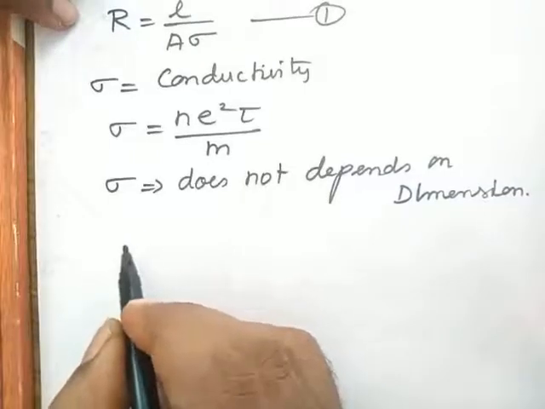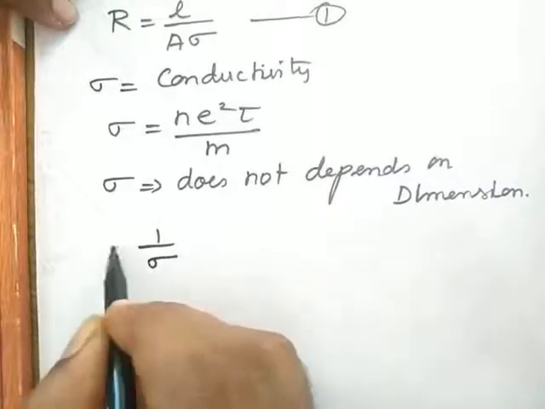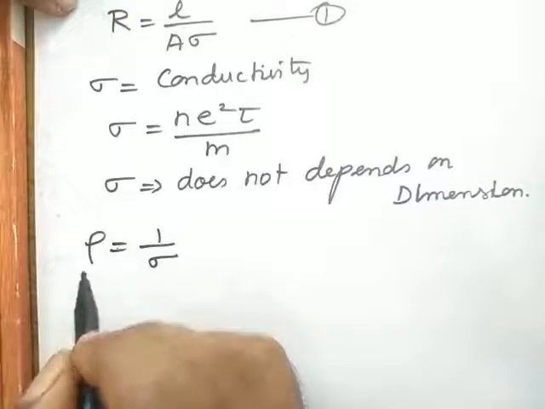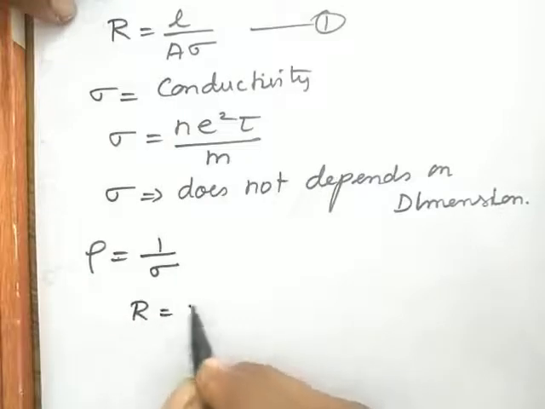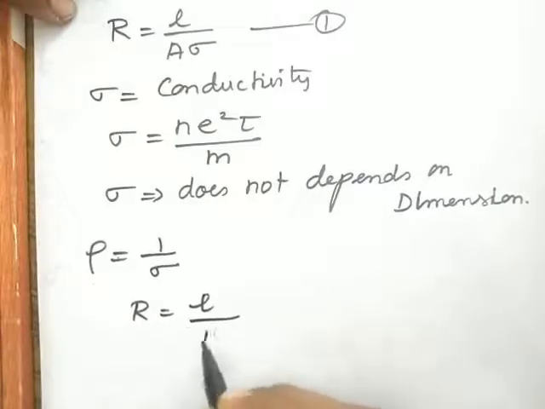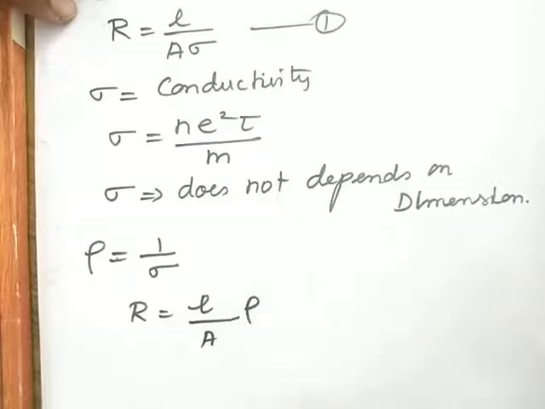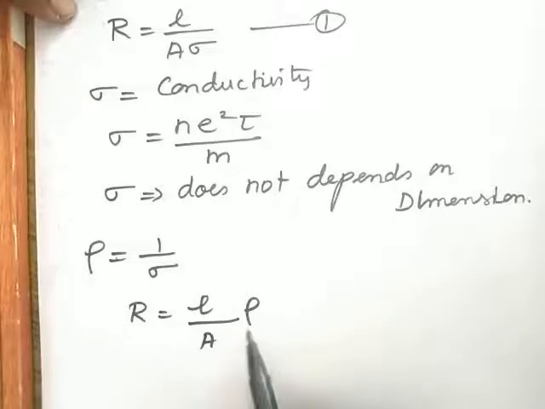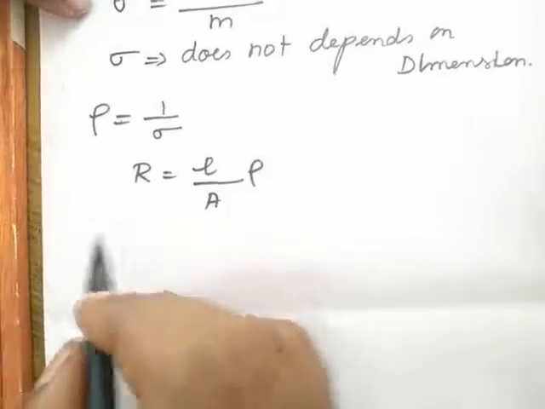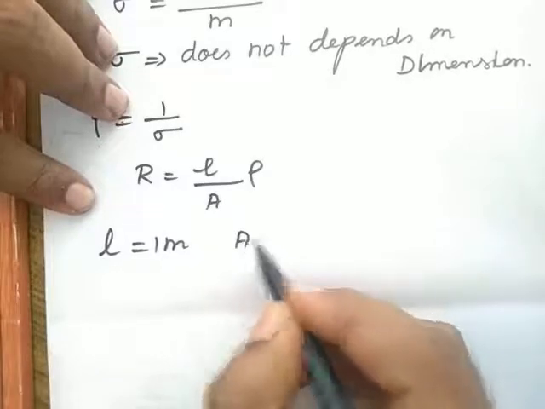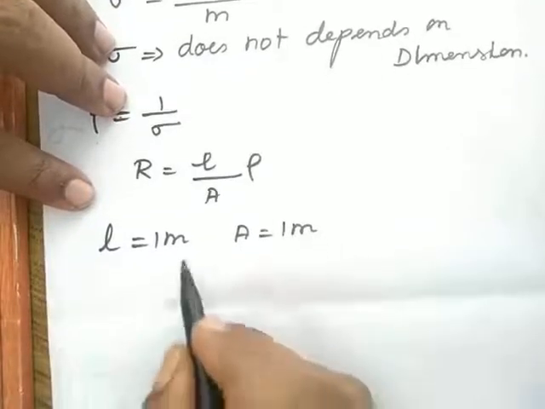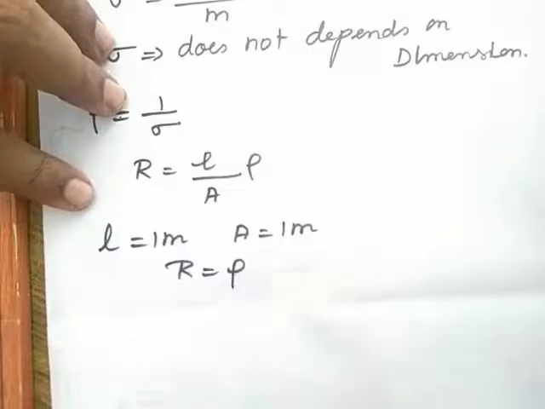We know the reciprocal of conductivity is known as resistivity. It is represented by the symbol rho. Then rearrange the first equation as R is equal to L by A into rho. Here L is the length of the conductor, A is the area of the conductor, and rho is the resistivity of that conductor. Suppose I consider a conductor having unit length and unit area of cross section, then the resistance is equal to resistivity.